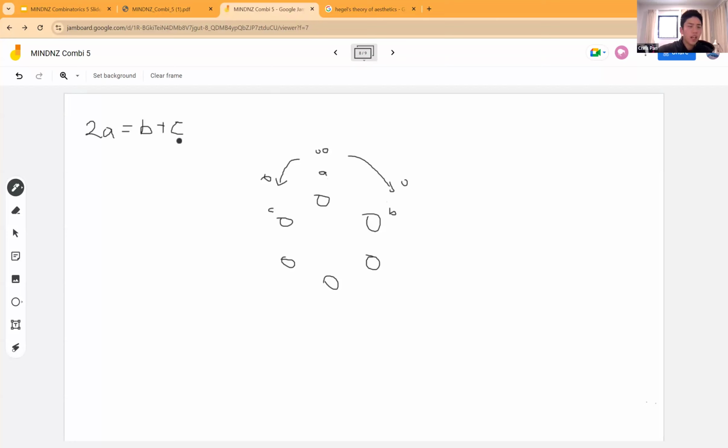Often with invariants, you just want to choose the simplest thing, because that makes everything easy to work with and easy to calculate. So I'm just going to do something like A is n, B is n plus one, and C is n minus one. So like an arithmetic progression.